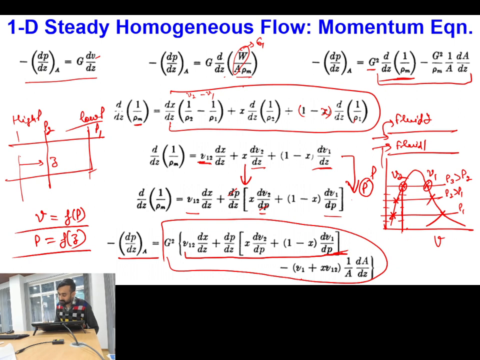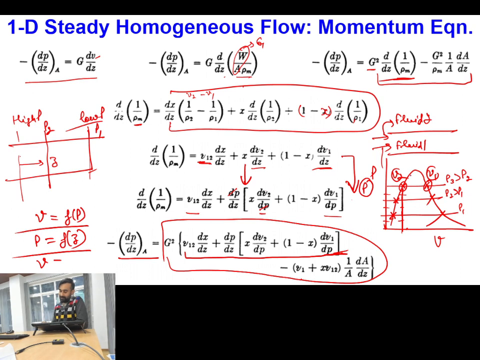What I am saying is this specific volume is a function of P. This is dV2 by dZ. I told you that specific volume is a function of P, and P is a function of Z. I told you the volume of individual phases is a function of P. Okay. Is this point clear?